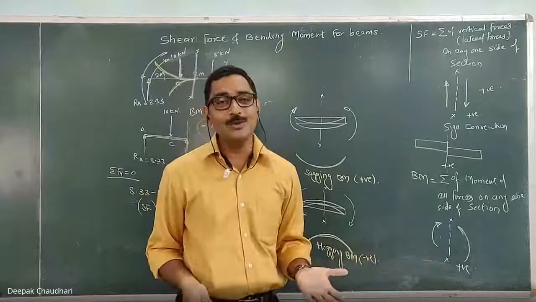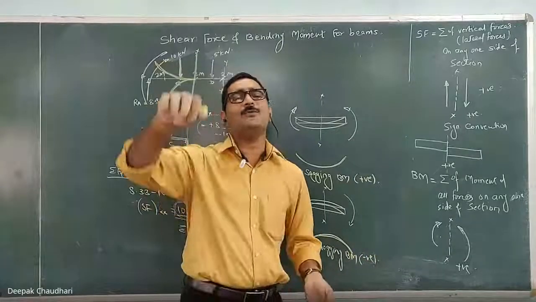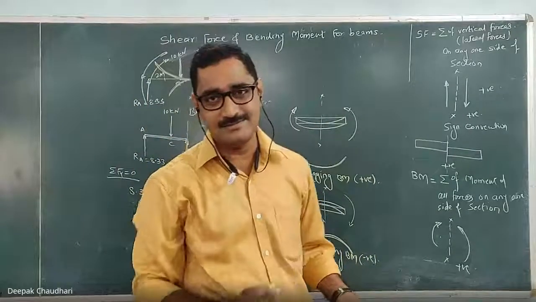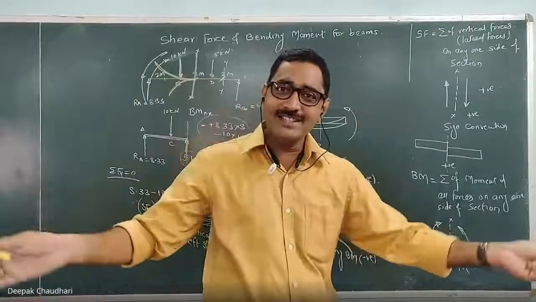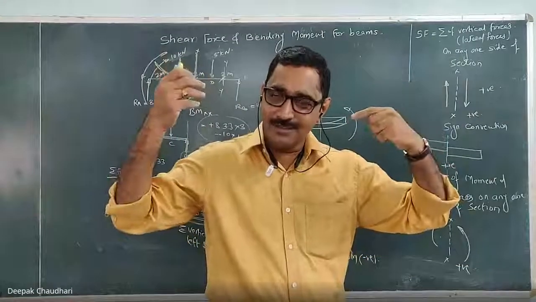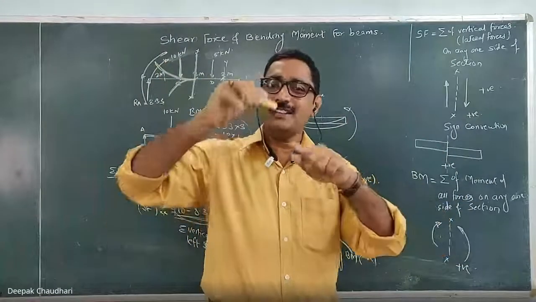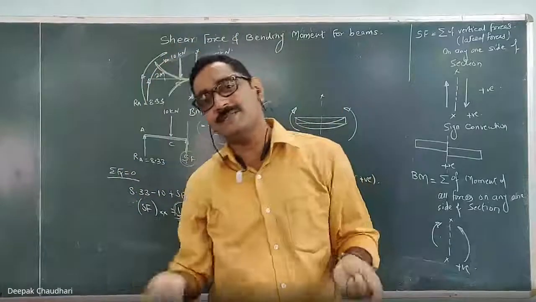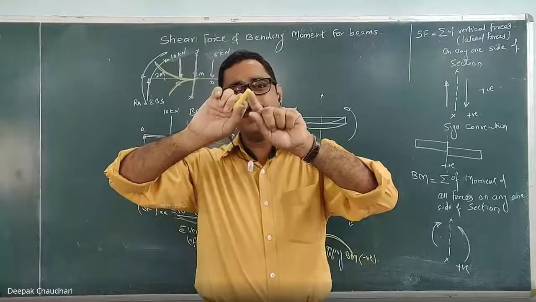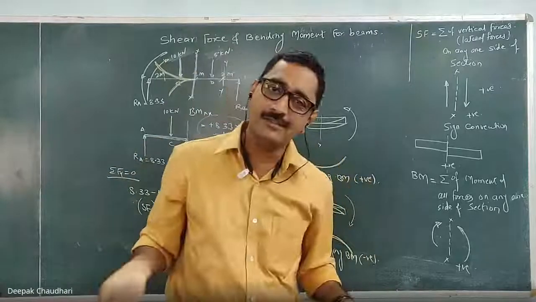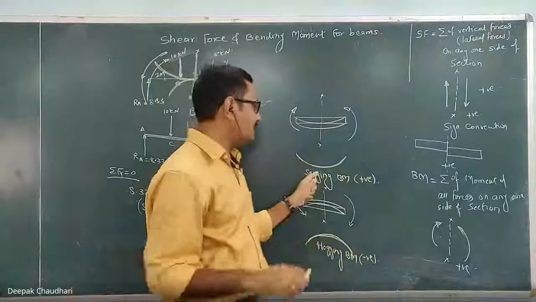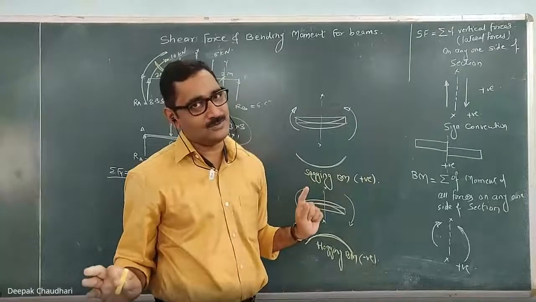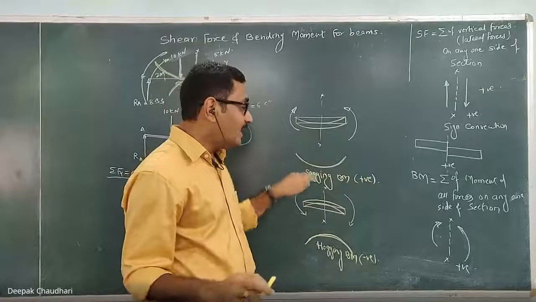So when the force produces sagging bending, you don't have to bother whether the force is on the right hand side or the left hand side. Whether it is the right hand side or the left hand side, if it produces a bending moment such that the beam tends to move upward, then it is sagging. If the bending moment tends to rotate the beam downward, then it is hogging. If that is the case, consider it as positive and negative respectively. Okay, so it is very important.